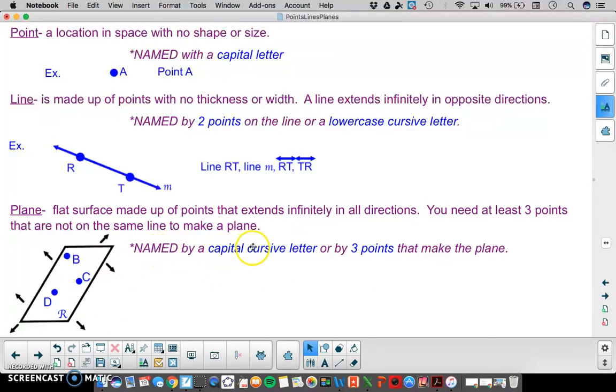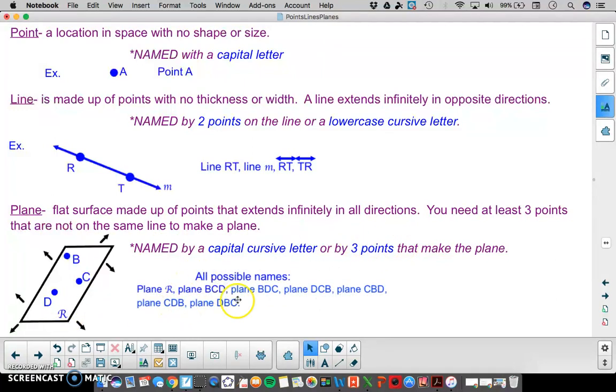We would name it by a capital cursive letter, so notice that letter R there, or by 3 points that make up that plane. So here are the possible names for our plane. We have plane R using that capital cursive letter. R is not a point on that plane. It is the name of the plane. We have point B, point C, and point D that are located on that plane. And we could use any combination of those 3 letters to name that plane.